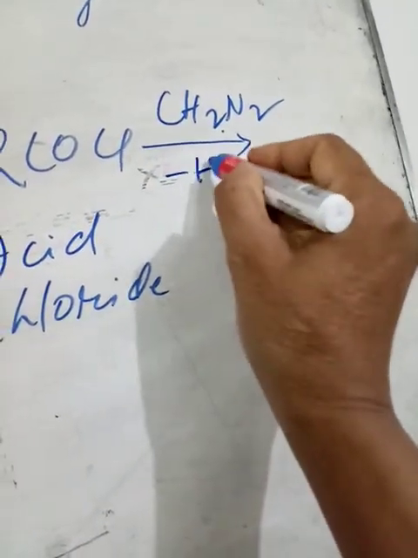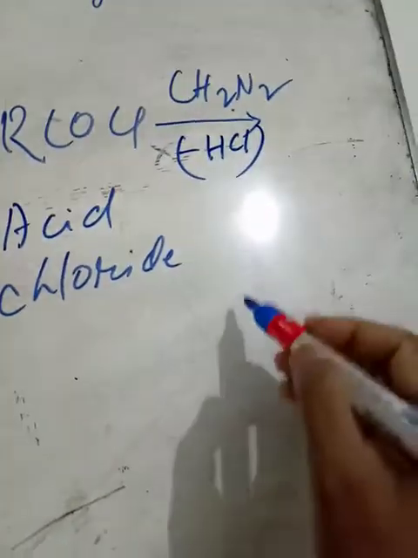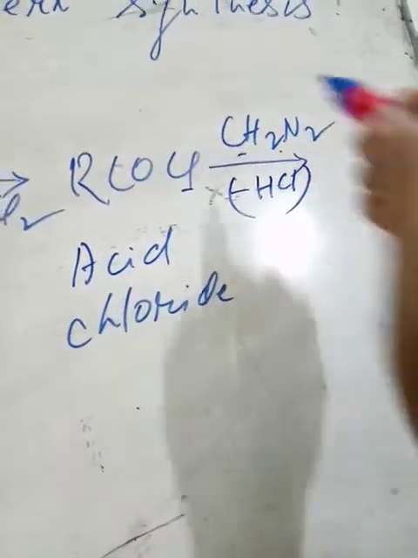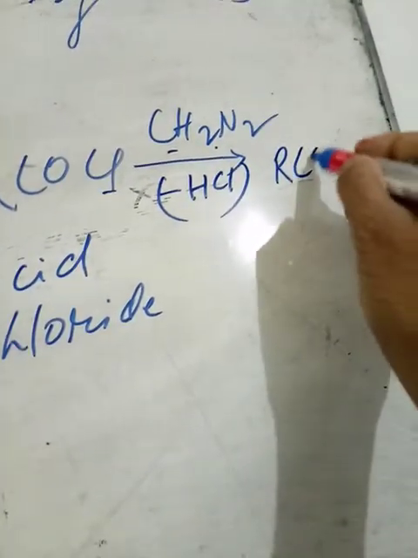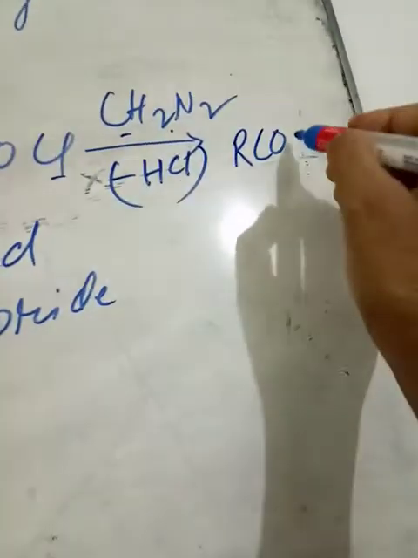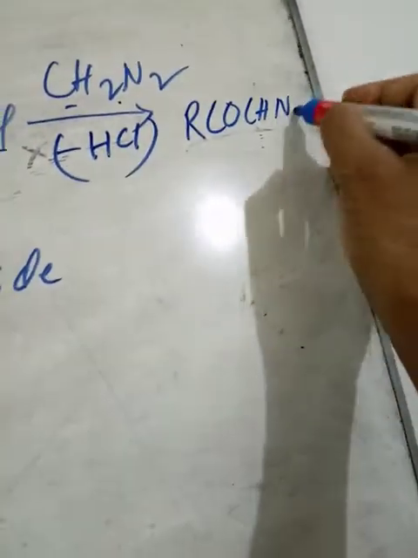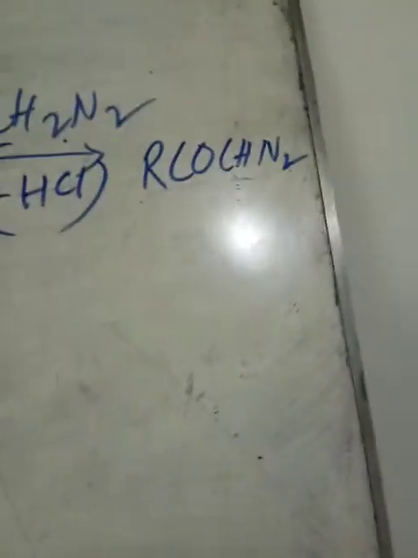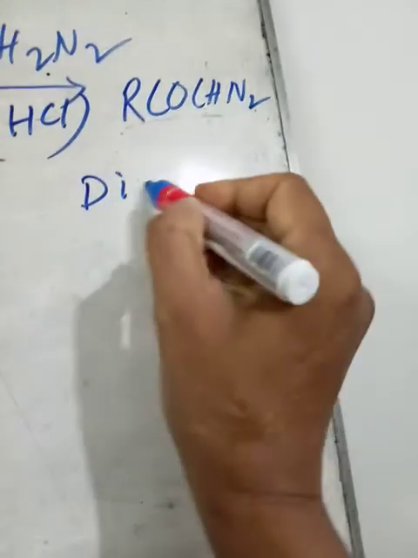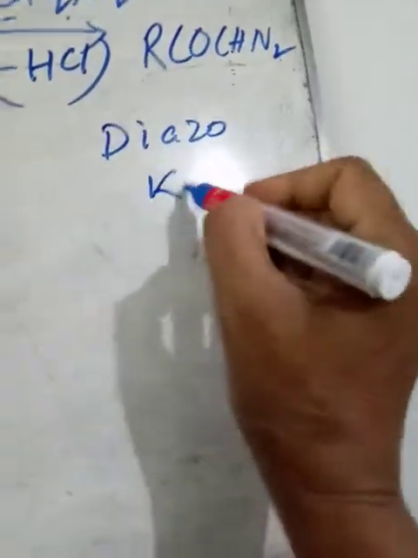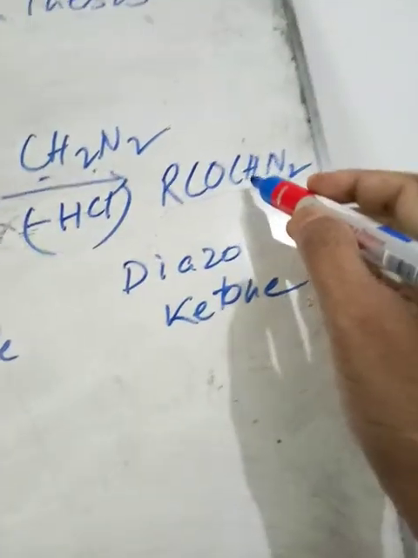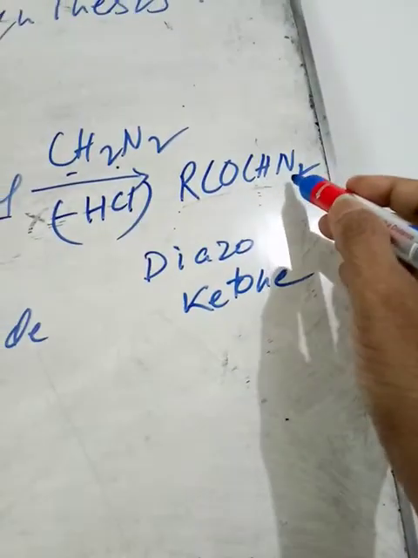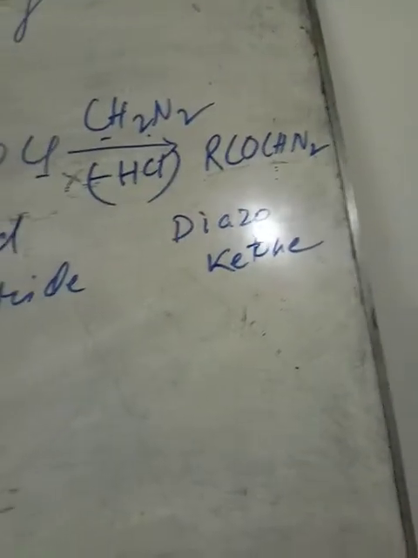Then, by eliminating 1 mole of HCl, 1 Cl and 1 H from this carbon, you will get RCOCHN2. This is diazoketone. Instead of RCOCH3, you are getting CHN2. This N2 group is diazo.